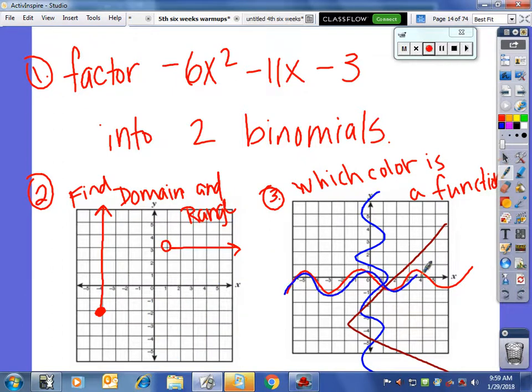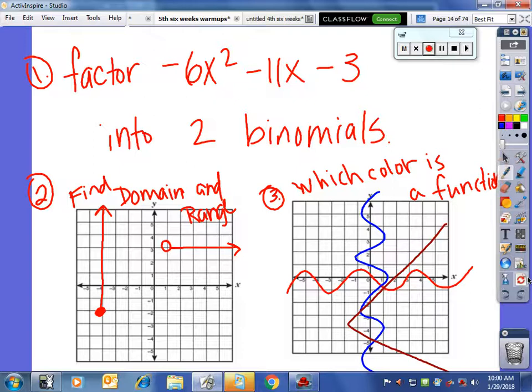All right, number 3, which color is a function? This one, the red one. These two, the blue one and the brown looking one, they don't pass the vertical line test. The y's are trying to repeat on those. Okay, and they wouldn't have them all in the same picture. I just was trying to conserve space here.